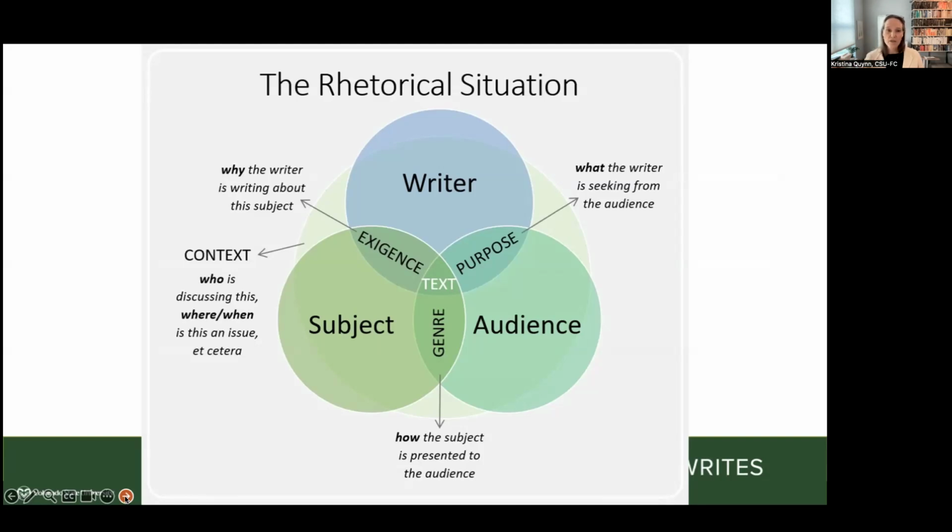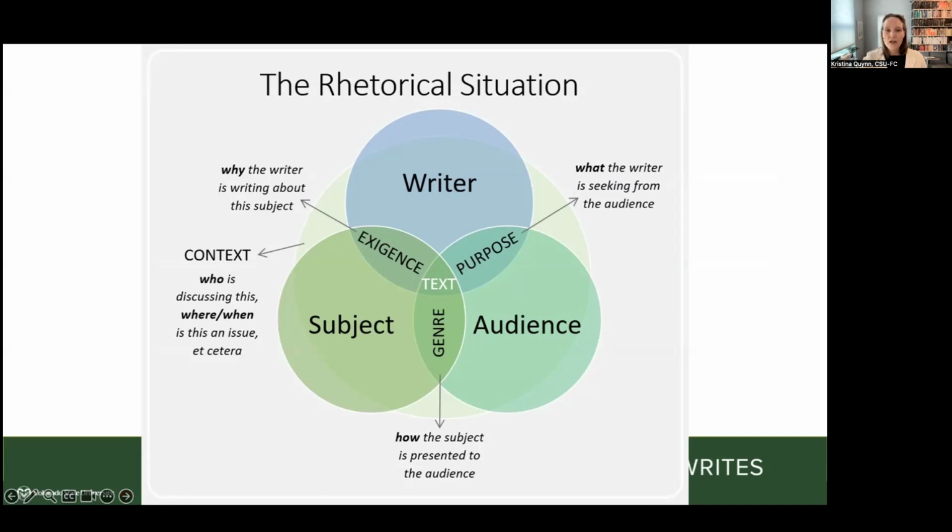And within each of those spaces and how those overlap, you'll find that there's a purpose, there's an exigence, right, on why it's important that you're writing that. And the purpose is, what is it that you're seeking from the audience? Purpose, sometimes think about that. It's connected to your audience, not just to the knowledge, but to your audience.